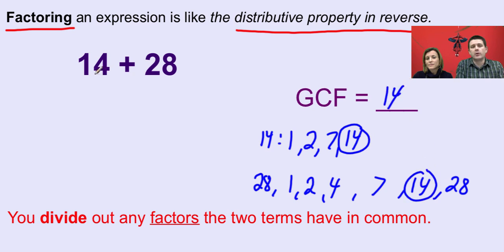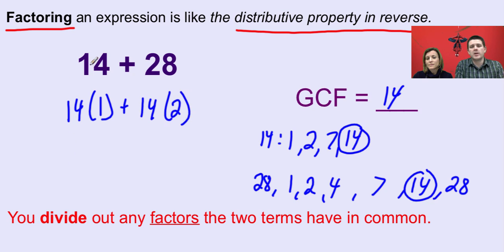So basically, we're going to pull a 14 out of each of these two numbers. We're going to divide them both by 14. 14 divided by 14 is 1. So this really breaks into 14 times 1. 14 times 2 gives me 28. So basically I divided them both by 14. I pulled the 14 out, and now I'm left with whatever was left over.